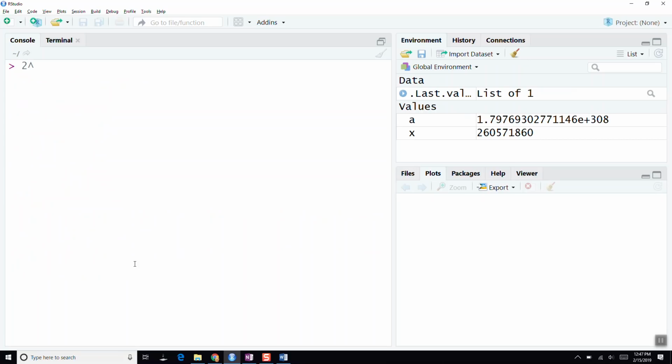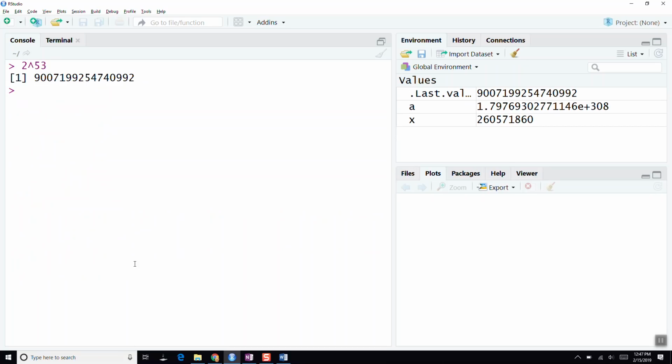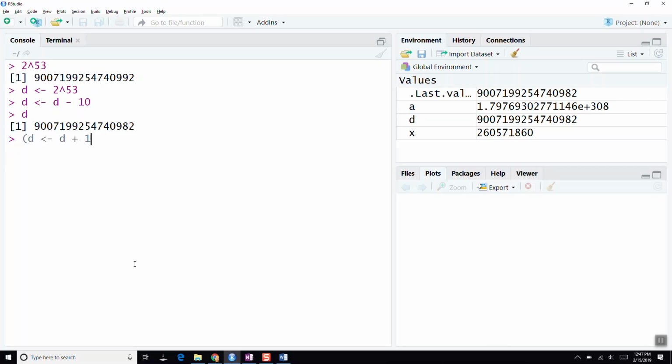So let me do 2 to the 53. When I get 2 to the 53, I'm going to just store this as D. If I do D minus, we'll backtrack 10 points, so D minus 10. So I have D. D looks like this. And we're just going to repeat D equals D plus 1. I'm going to just run this a few times.